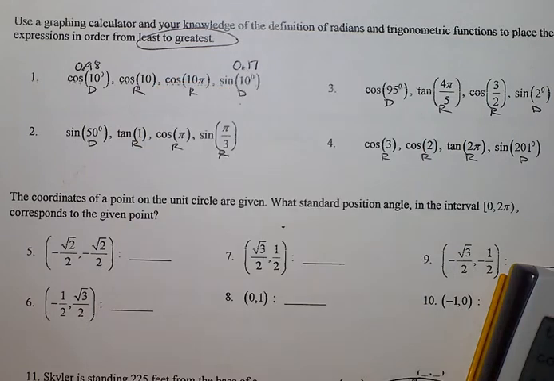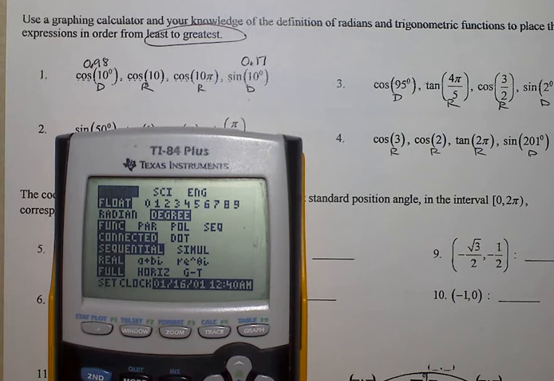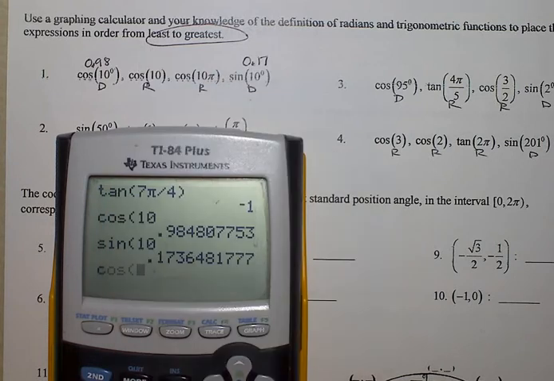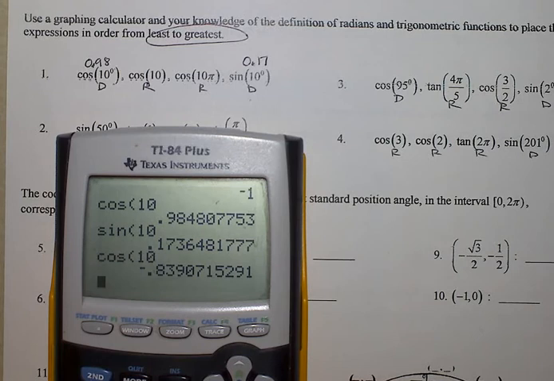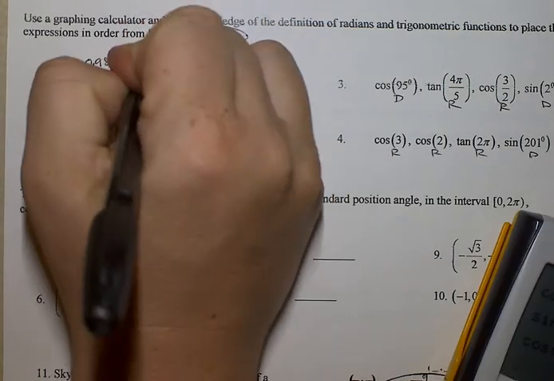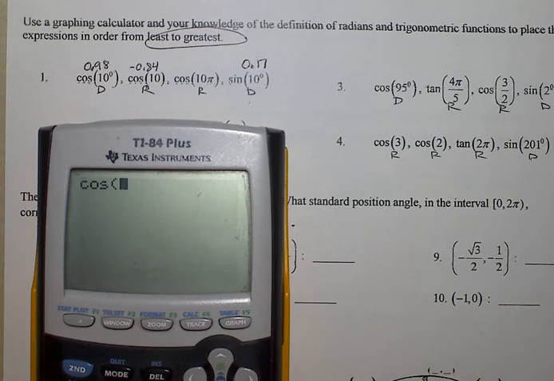Now I'm going to switch to radians. Go back and hit mode. Go to the 3rd line. Have the black box go over radians. You have to press enter, and then clear out of the screen. Cosine of 10 is the next value, and I'm going to round to the nearest hundredth to get a negative 0.84. And cosine of 10 pi. Please always use the pi symbol and don't put in 3.14.